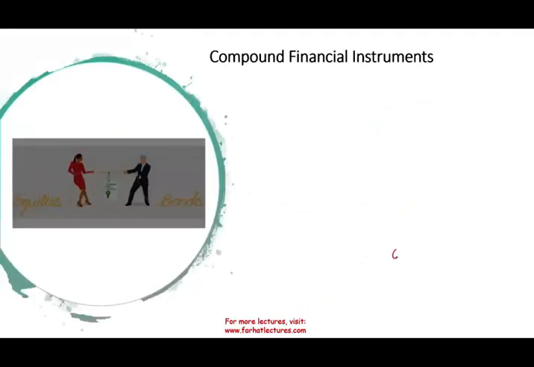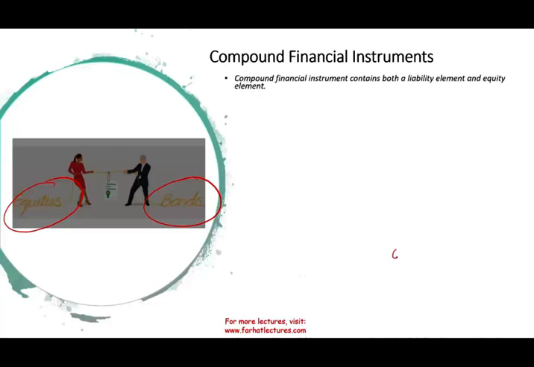Sometimes what we're going to have is a compound financial instrument. What's a compound financial instrument? It's a financial instrument that has the features of both an equity and a liability. For example, a convertible bond. A compound financial instrument contains both a liability element and an equity element, and should be split between the two components that are reported separately.